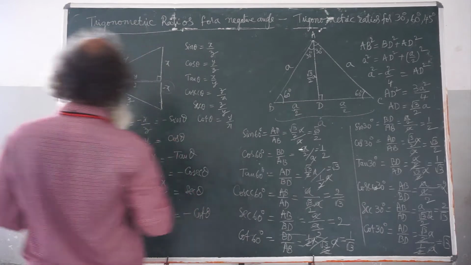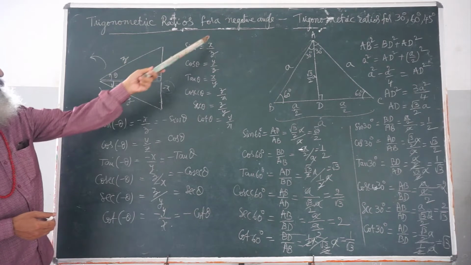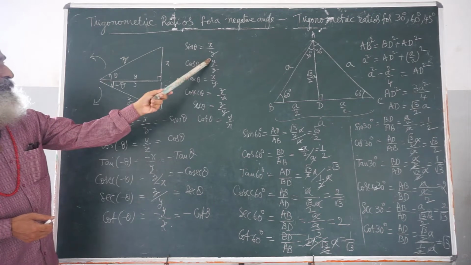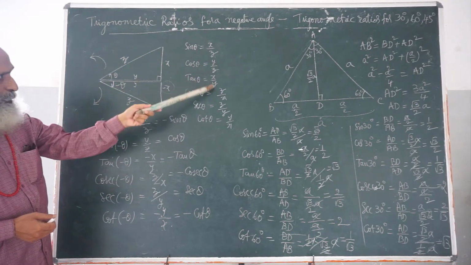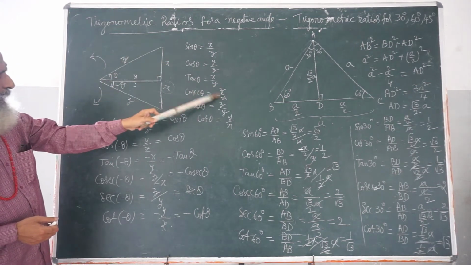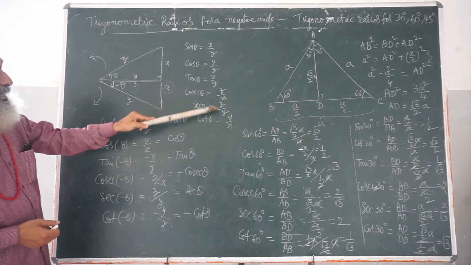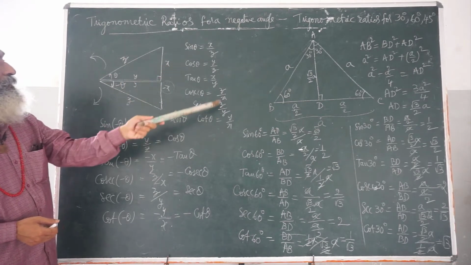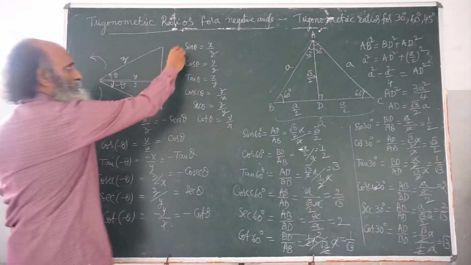Now, let us see. Sin theta, opposite side by hypotenuse, x by z. Cos theta, adjacent side by hypotenuse, y by z. Tan theta, opposite side by adjacent side, x by y. Cosecant theta, hypotenuse by opposite side, z by x. Secant theta, hypotenuse by adjacent side, z by y. Cot theta is equal to adjacent side by opposite side, y by x. These are all the ratios for theta.